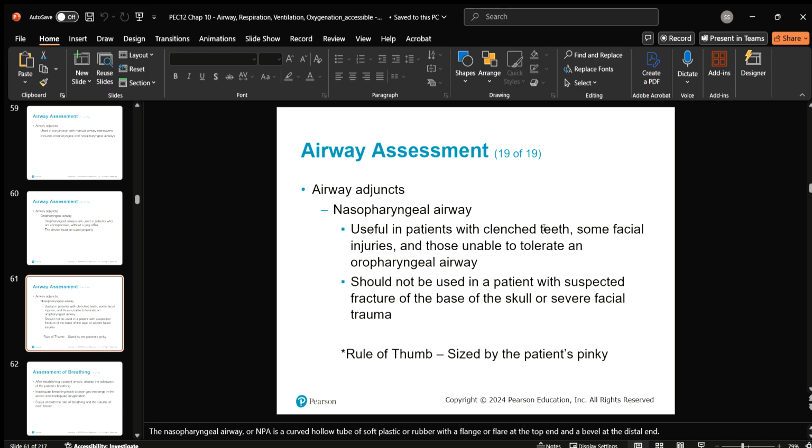And if they are going in and out of seizures, you'll learn this later on, it's called status epilepticus. If they're having back-to-back-to-back seizures, we're also not going to put that OPA in there. An NPA would probably be a good idea. You're not going to find this in the book, but a good rule of thumb is that the diameter of the NPA is approximately the size of the patient's pinky.